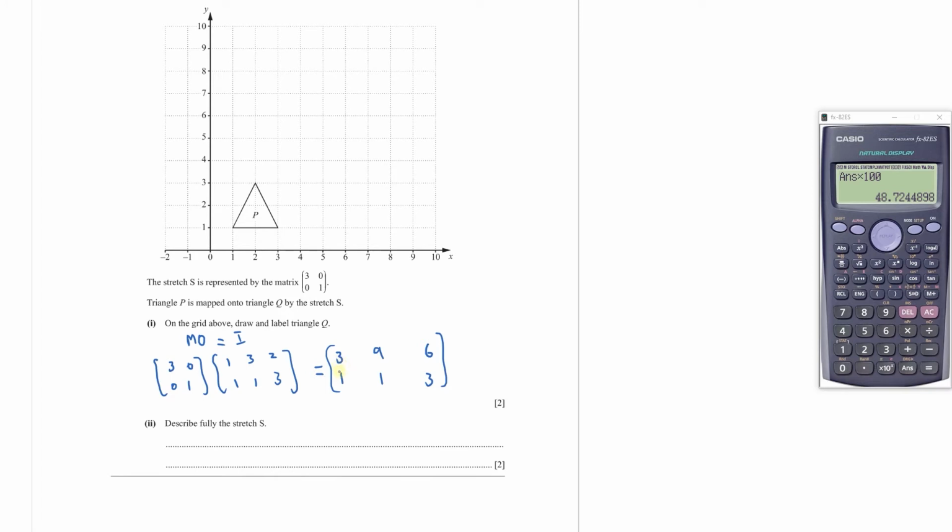So let's draw this. So first point is 3, 1. 3, 1 will be this one. The other one is 9, 1, which will be this one. And then 6, 3 will be this one. So you can draw the triangle like this.